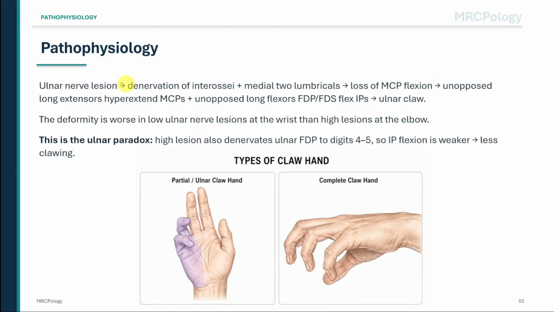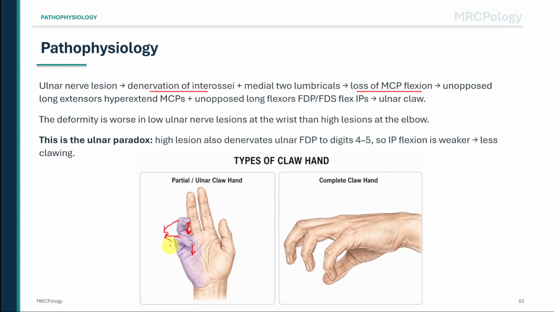An ulnar nerve lesion denervates the interossei and the medial two lumbricals. The patient therefore loses normal metacarpophalangeal flexion and interphalangeal extension in the ring and little fingers. The long extensors are still functioning, so they pull the metacarpophalangeal joints into hyperextension. The long flexors, flexor digitorum superficialis and flexor digitorum profundus, remain active and pull the interphalangeal joints into flexion. Therefore, ulnar nerve lesion leads to intrinsic muscle paralysis, which leads to unopposed metacarpophalangeal extension and unopposed interphalangeal flexion, producing the ulnar claw.